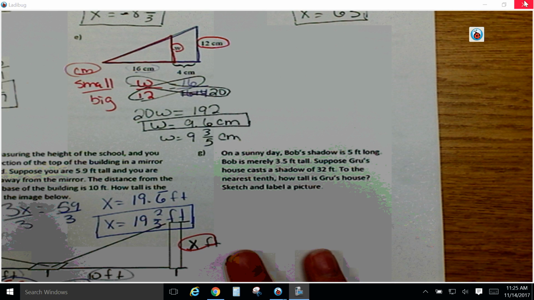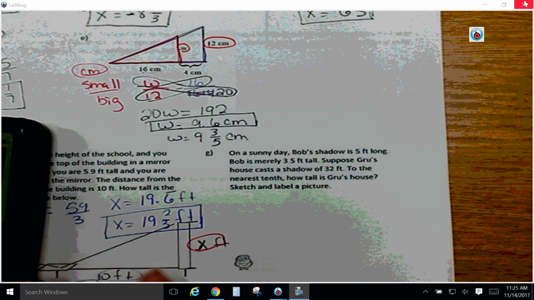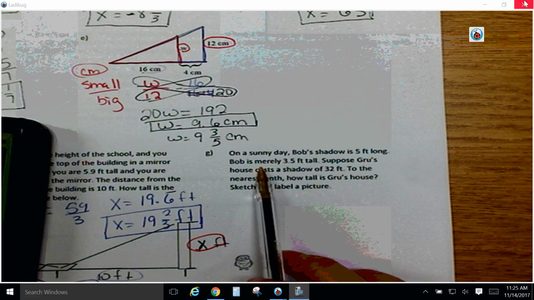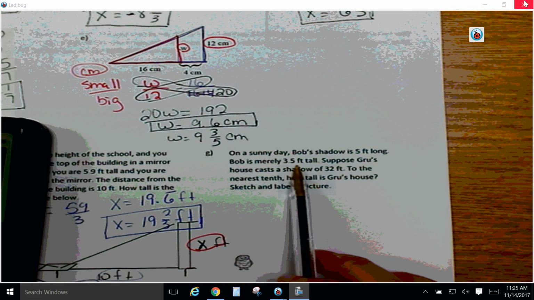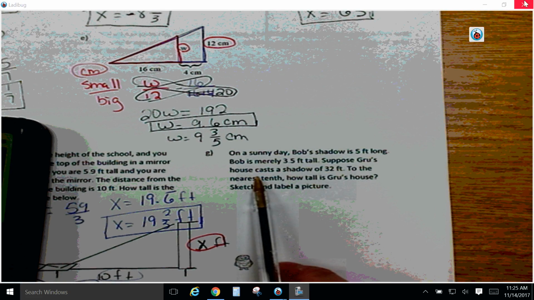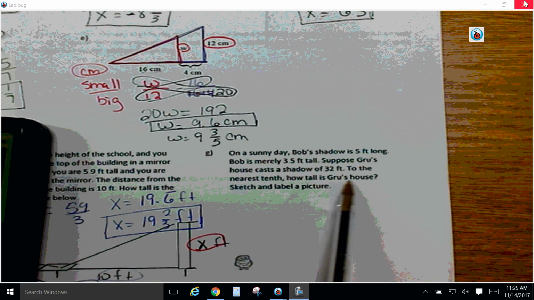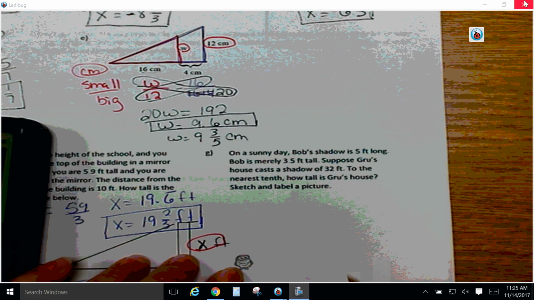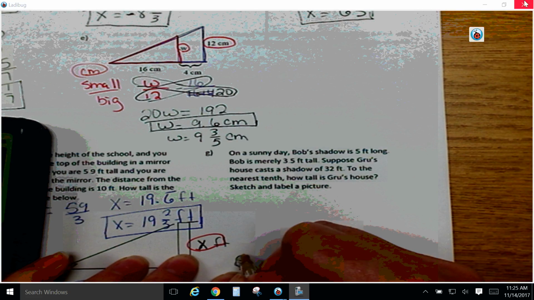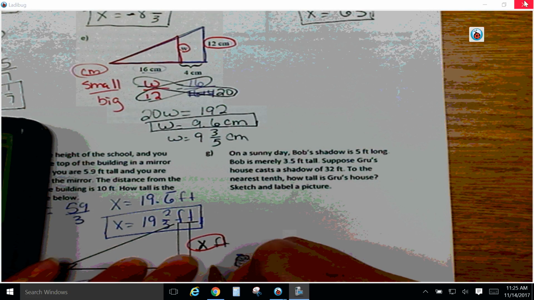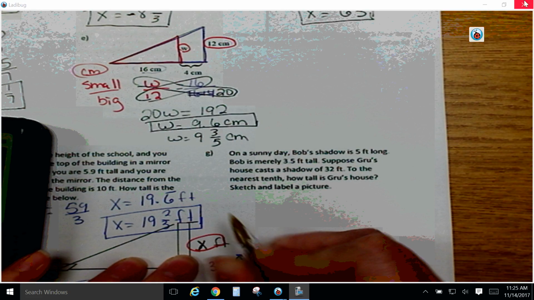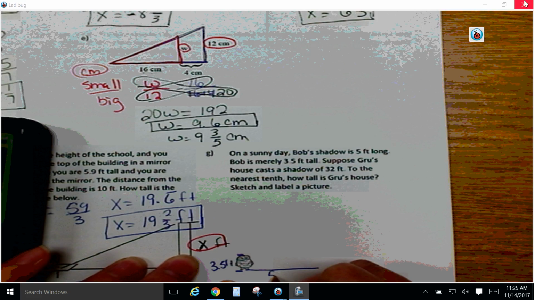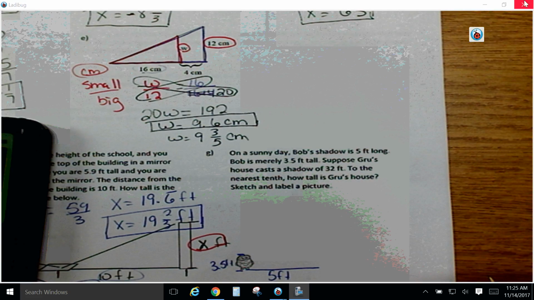All right, let's look at G. On a sunny day, Bob's shadow is 5 feet long. Bob is merely 3.5 feet tall. Suppose Gru's house casts a shadow of 32 feet. To the nearest tenth, how tall is Gru's house? Sketch and label a picture. So here's Bob. So Bob is only 3.5 feet, okay? And he casts a shadow that is 5 feet, okay?